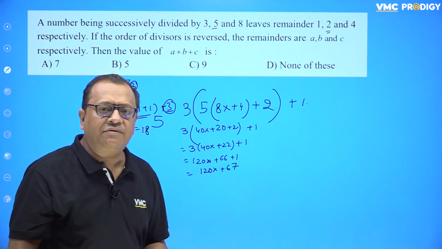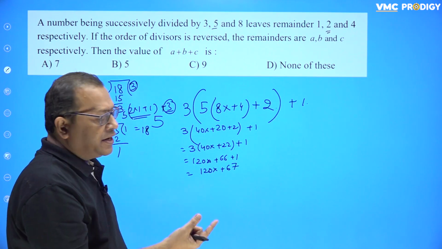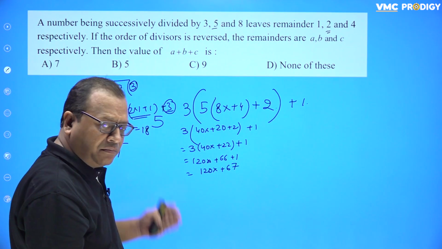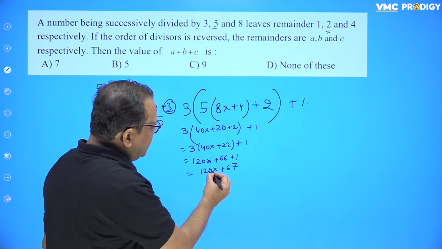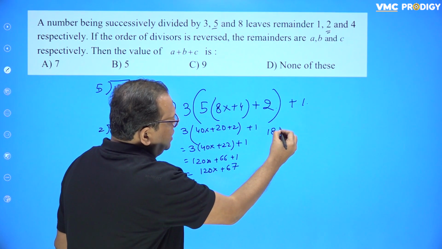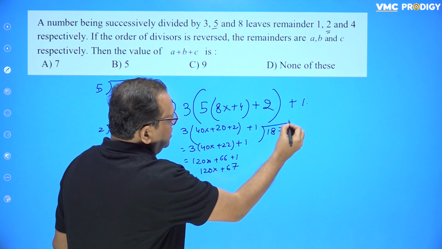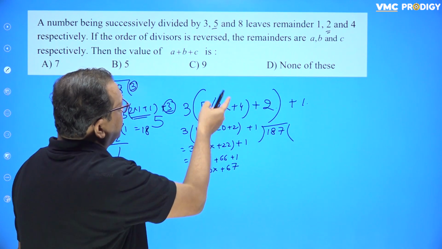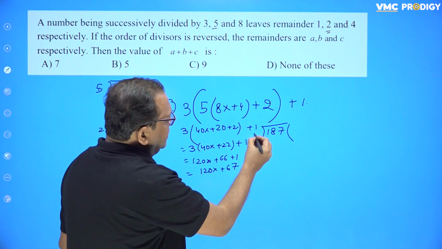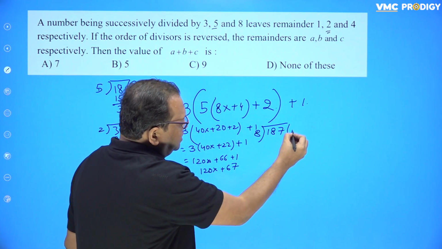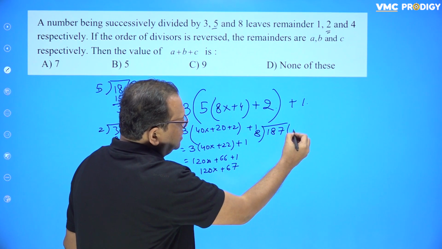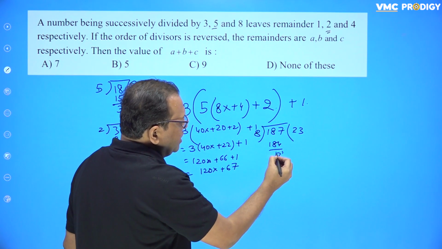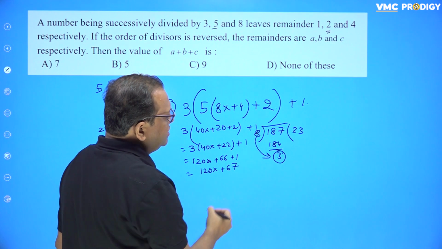Now I can take any value of x if I want. I can take the value of x to be, say, 1. So what is the number? If I take x to be 1, it is 187. Now, if the order of the divisors is reversed, which means the number is now divided by 8 first, what is the quotient? The quotient is 23 and the remainder is 3. So when divided by 8, the remainder is 3.